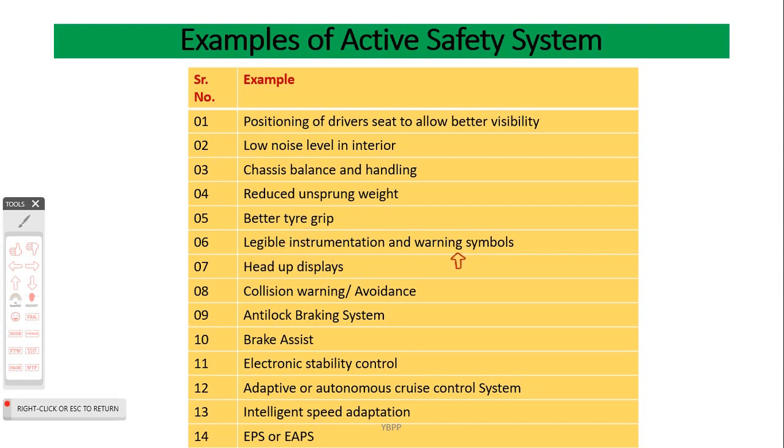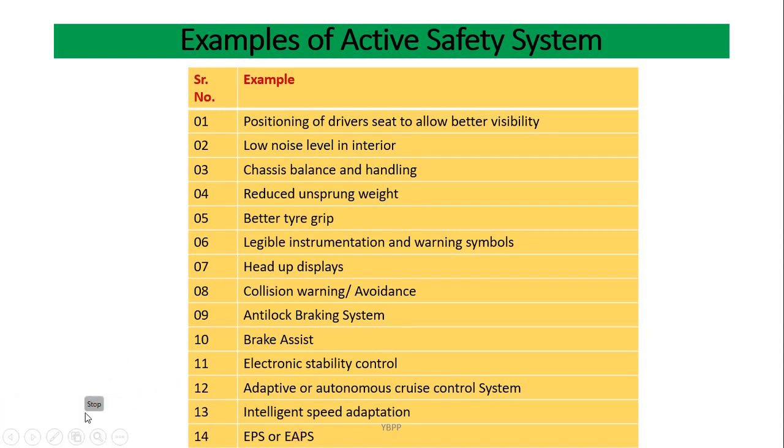Legible instruments and warning symbols, head-up displays should be of proper type, collision warning or avoidance, anti-lock braking system, that is ABS. This is also an important part of the active safety system nowadays. Brake assist, electronic stability control, adaptive or autonomous cruise control system, then intelligent speed adaptation, EPS or EAPS, electronic power steering or electronically assisted power steering.